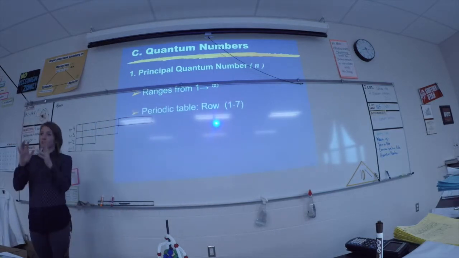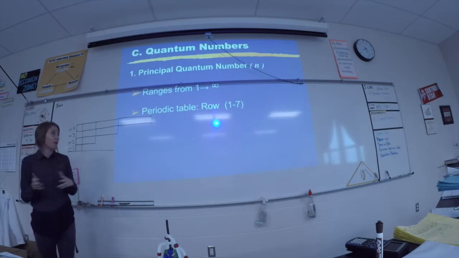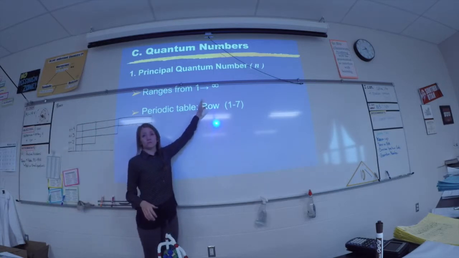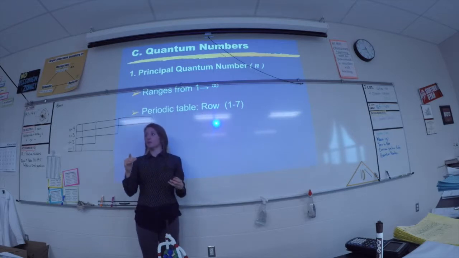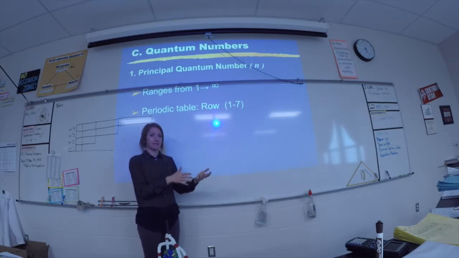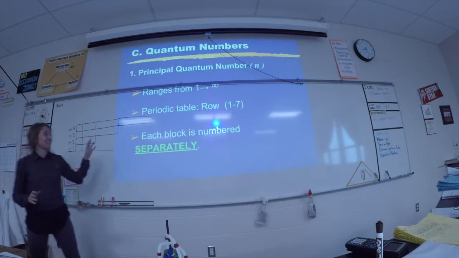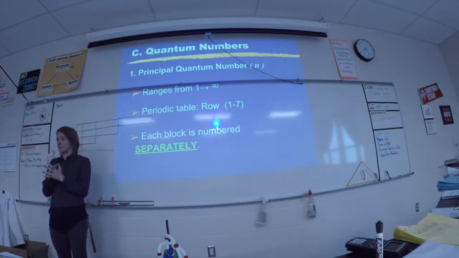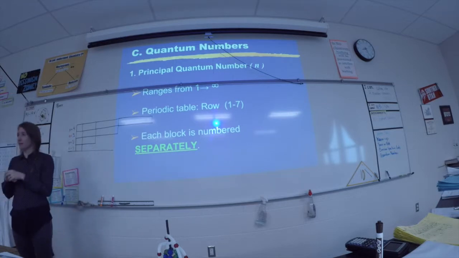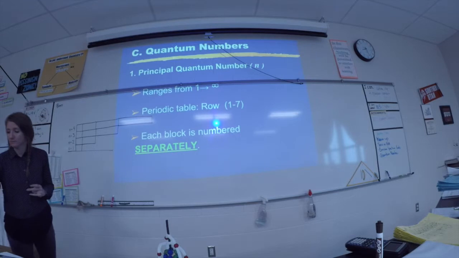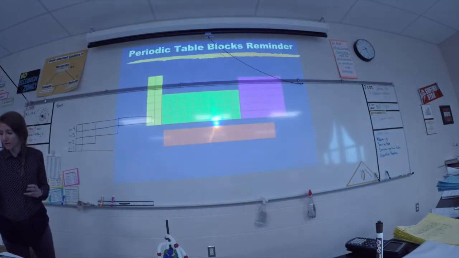The cool thing about this, and I'll show you the connection in a second, is we can find this quantum number on the periodic table by counting the rows. So by counting downward, you can figure out what level of the hotel that atom would be on. And I'll show you this here in a second. But the biggest thing that we're going to see is that each block gets numbered separately. So each block is numbered separately. We'll come into this here in a second.